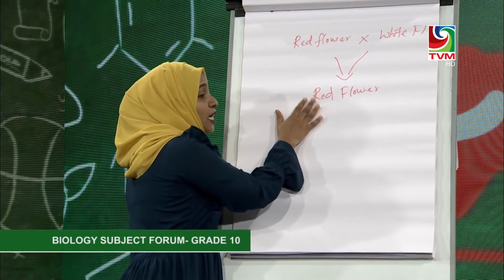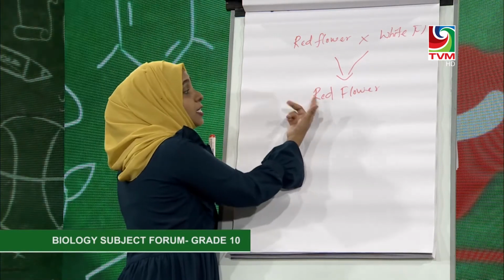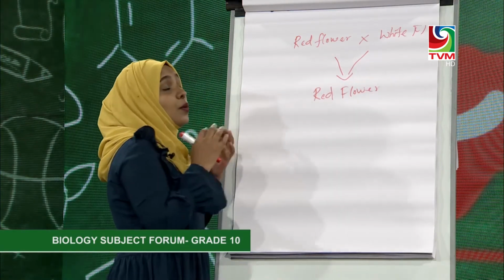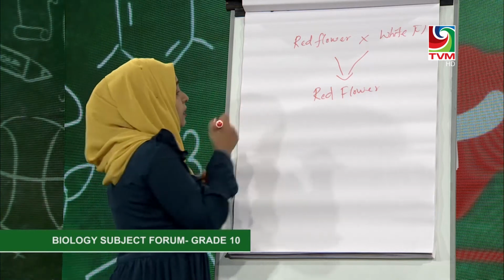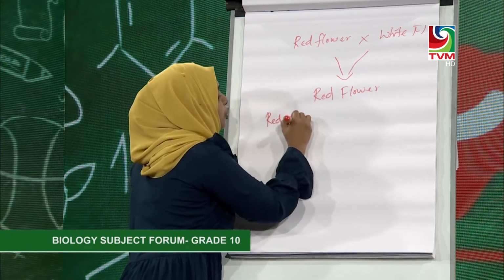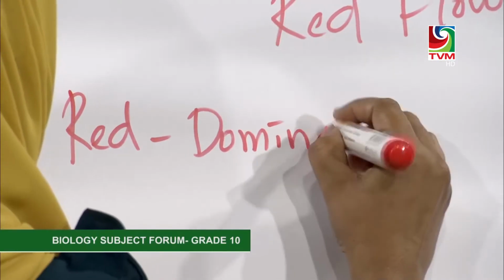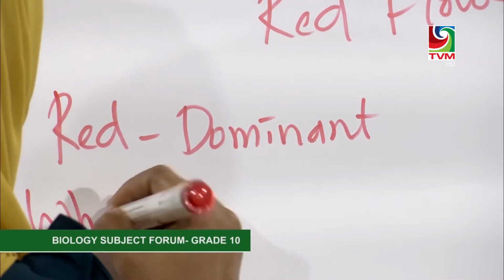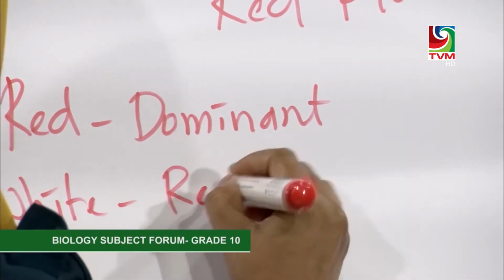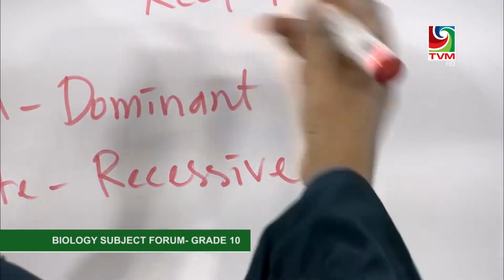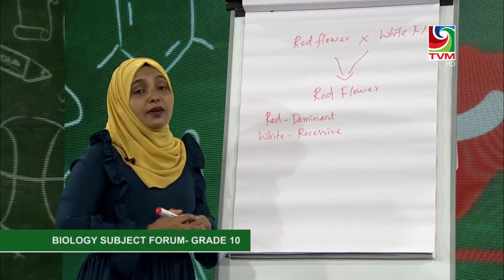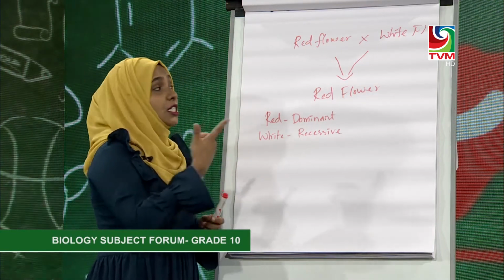So this is what we call a dominant trait. This is the dominant trait, and that is the recessive trait here. Red is dominant and white is the recessive. With this, we are going to explain about dominant allele and recessive allele.